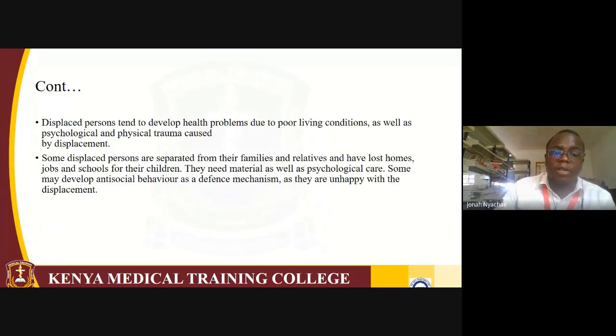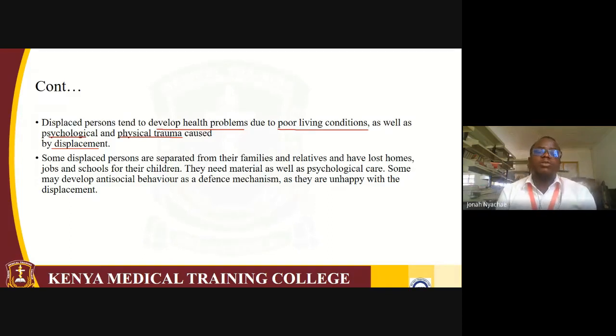So the displaced person tend to develop health problems due to poor living conditions, as well as psychological and physical trauma caused by displacement. Some displaced persons are separated from their families and relatives. They have lost jobs. They have lost homes. They have lost schooling. Therefore, they need some material as well as psychological care, and some may develop antisocial behavior as a defense mechanism, as they are unhappy about the whole thing of displacement.